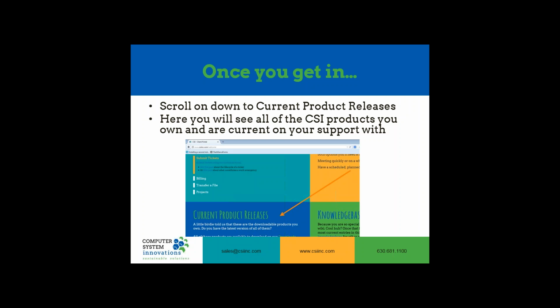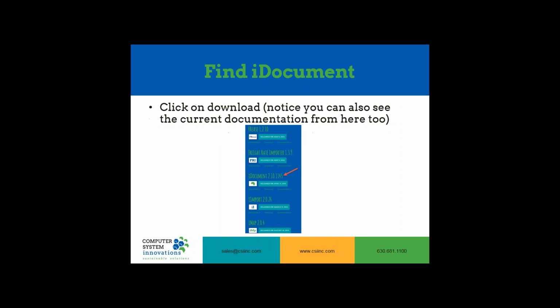You're going to scroll down to your product releases. Here you'll see every product that you own and are current on your software update fee. Drop on down to iDocument. There it is.